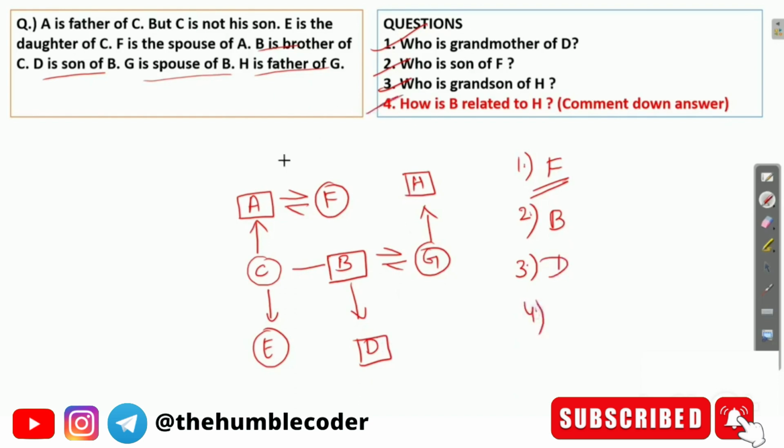Again, this is the third question in the series that you need to comment down. We have already seen previous two questions that you have to comment. Now this again you have to comment down, how is B related to H. So we have B over here and H over here. You need to find the relation between them and make sure that you find the relation of B to H and not H to B. So find out the answer and comment down. Make sure that you definitely comment down.